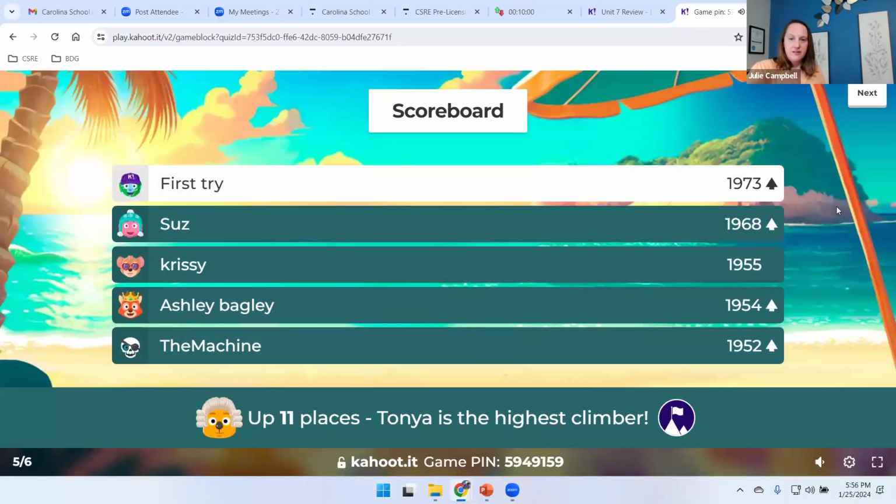First try is on top now. Sue's is up. Chrissy's still on the board. Ashley Bagley in the machine. Tanya is our highest climber, up 11 places.